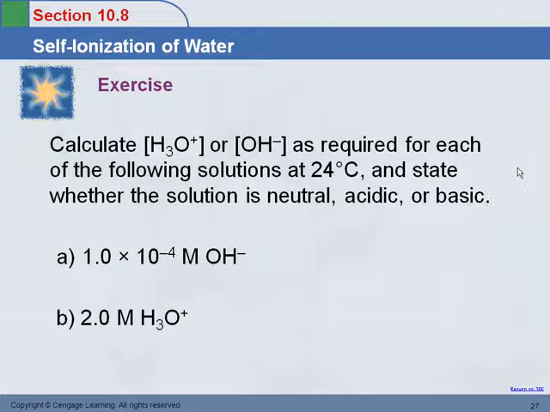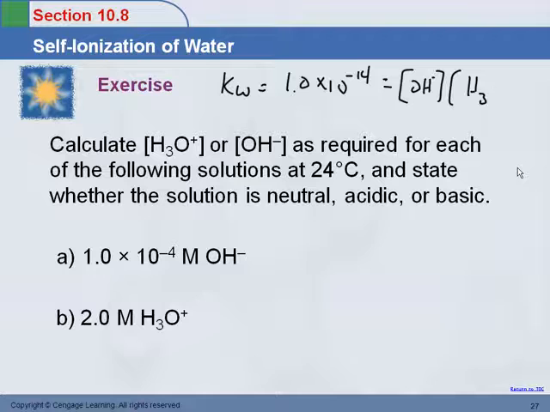So let's go ahead and do some work with this formula that we have. Keep in mind we're working with the idea that Kw, which equals 1.0 times 10 to the negative 14th, is equal to the concentration of hydroxide ion times the concentration of hydronium ion. And remember, I can use this for any solution as long as it's aqueous. So the question says, calculate hydronium ion or hydroxide ion as required for each of the following solutions at 24 degrees Celsius and state whether the solution is neutral, acidic, or basic.